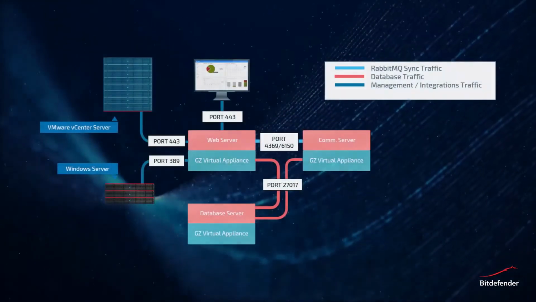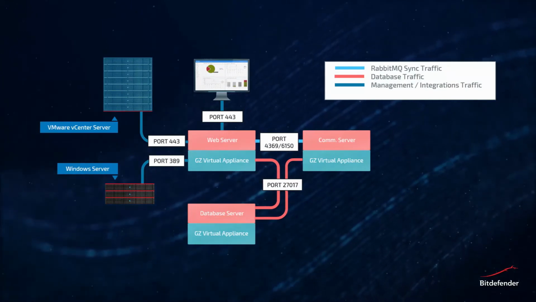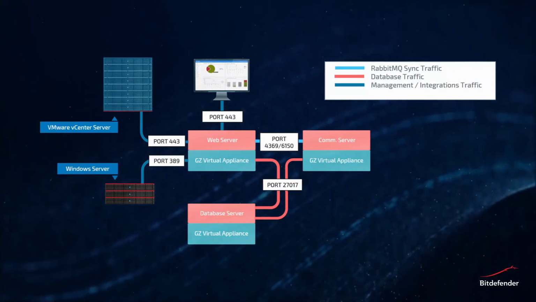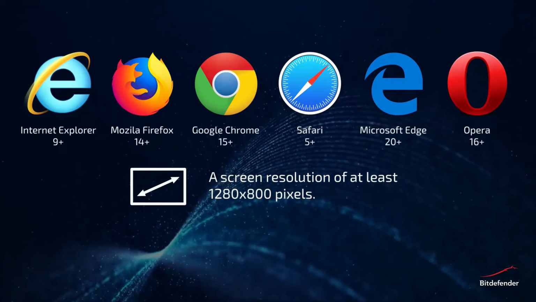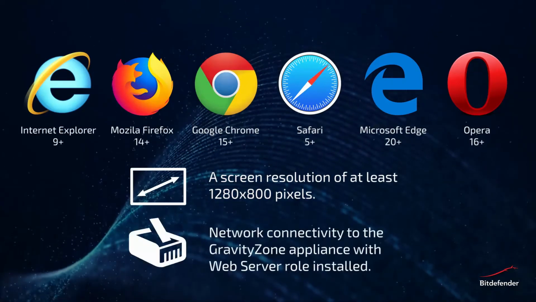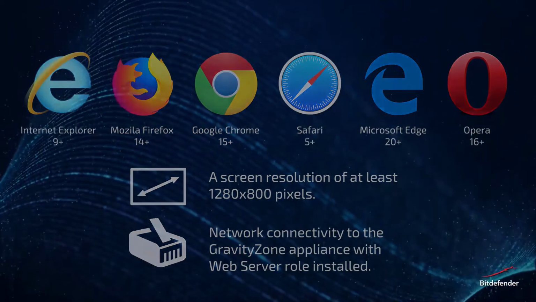This diagram shows how the GravityZone server roles interact with each other, and with third-party components, such as vCenter Server, or Active Directory. To access Control Center's web console, you will need one of these browsers, a screen resolution of at least 1280 by 800 pixels, and network connectivity to the GravityZone appliance with the web server role installed.